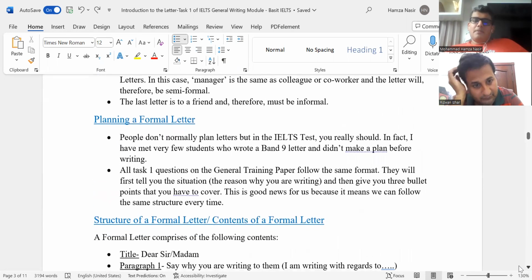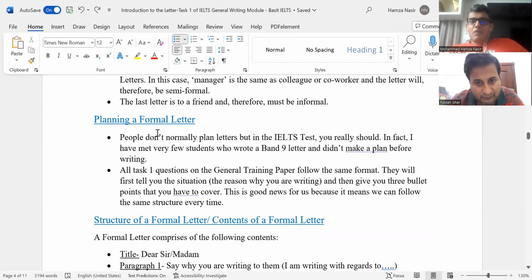So anyways, the last letter is to a friend, you correctly identified that, good job, and therefore it must be informal. It's not non-formal, it is informal, okay? Next, we have now seen how Rizwan sahab's formal letter is evaluated, on which parameters. We have looked at some examples of a formal letter to help you identify better as to how it is going to be a formal letter.